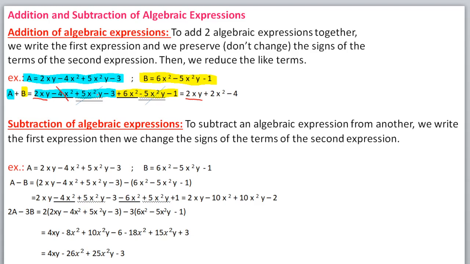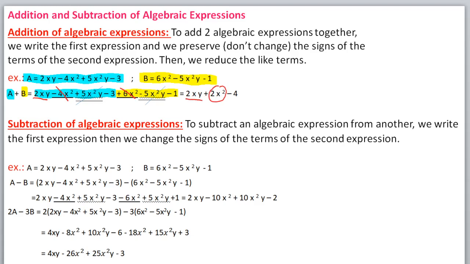Here we have x squared y, so it's not. Minus 3 plus 6x squared. Yes, we have x squared. Okay, so minus 4x squared plus 6x squared. Minus 4 plus 6, 2. 2x squared. So this is it. Here, it's 2x squared. That's it.